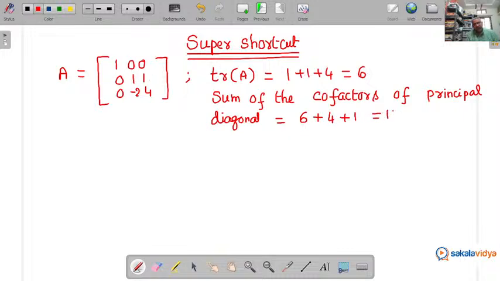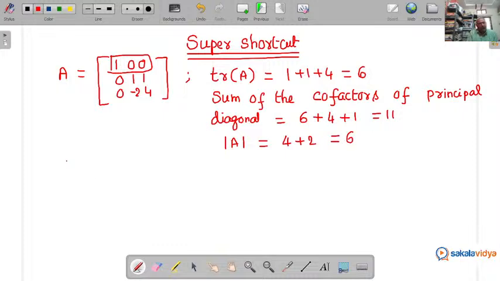So the sum is 11. After that, find the determinant of the matrix, det A. Det A, expanding by row 1, is 1 into the determinant of this matrix. So what do you get? 4 minus of minus 2, which is 6.